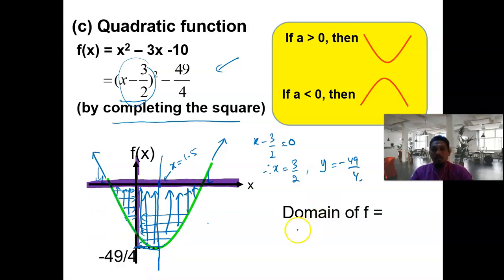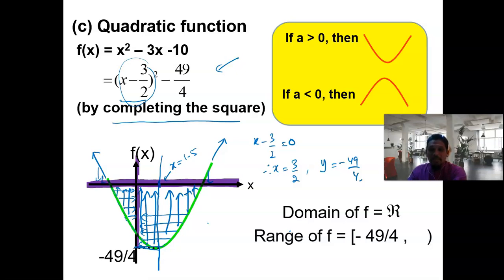So then, what is the domain of this function? Yes, all real numbers, negative to positive infinity. But then the range, the value of y, the lowest is negative 49 over 4 to positive infinity. Positive infinity for the value of y.